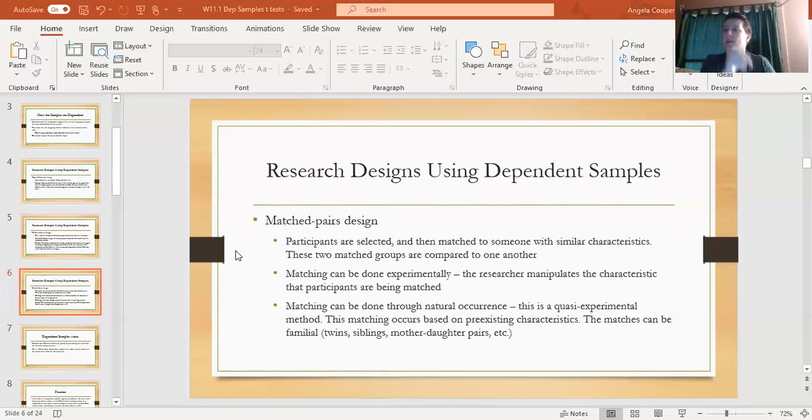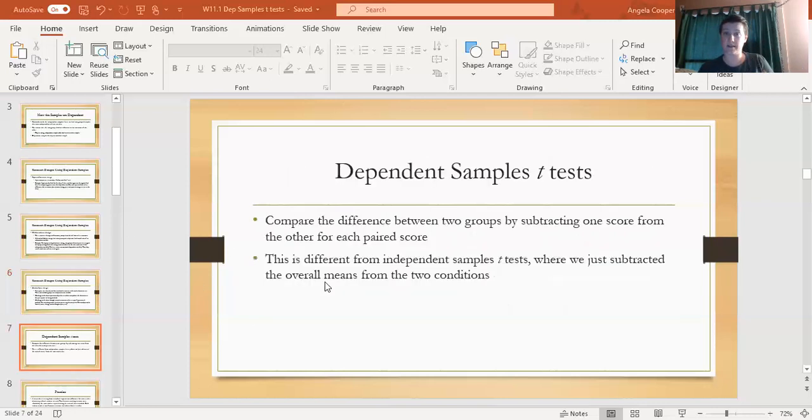They're not saying, I'm going to pick out all the 22-year-olds. It's going to be, I'm going to pick out mother and daughter pairs. Their age, I have no impact on that. I didn't tell the mother when to give birth to her daughter. That's intense. So that would also use a dependent samples t-test.